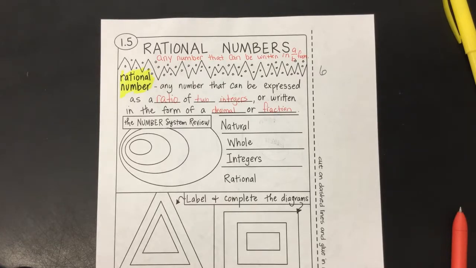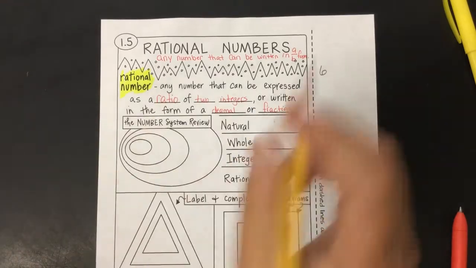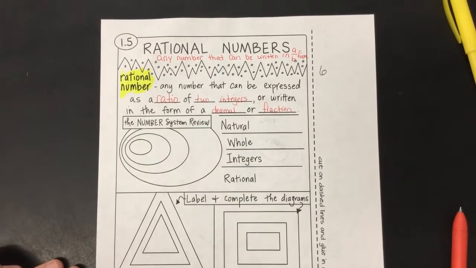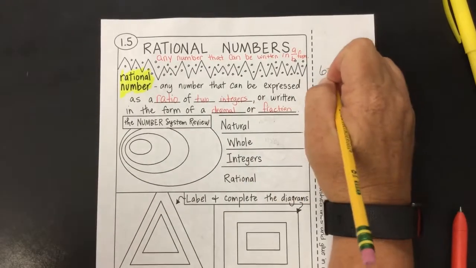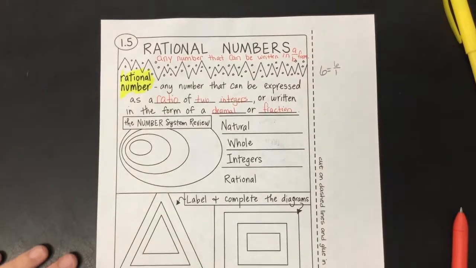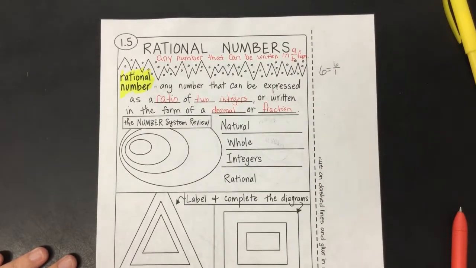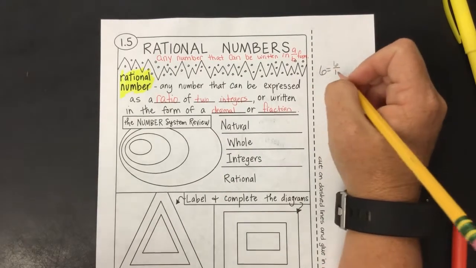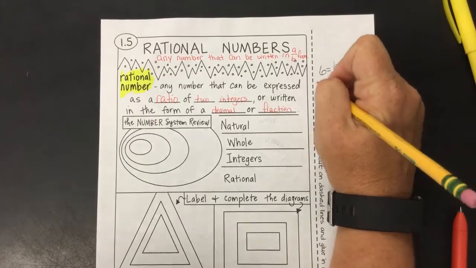Yes, sir? 6 over 6. Nope, 6 over 6 is one whole. 6 over 100. Nope, 6 over 100 is like 0.06. Go for it. 6 over 1. Anytime I have a whole number, I stick it over 1, and that would be my A over B form, correct? Yes. All right, what about this number?